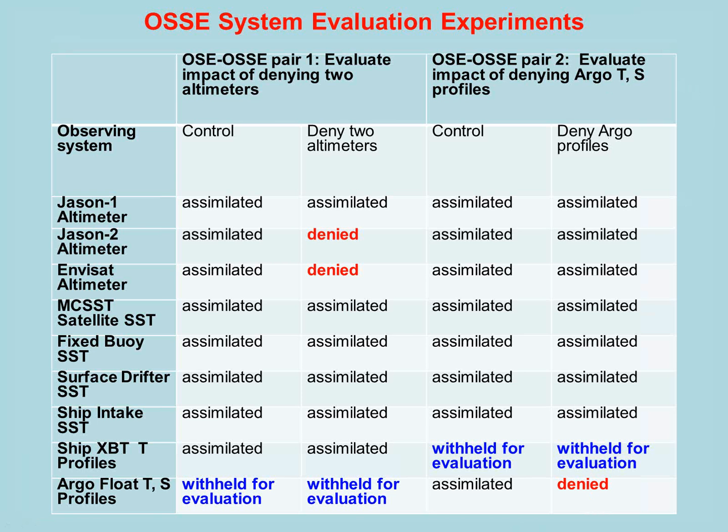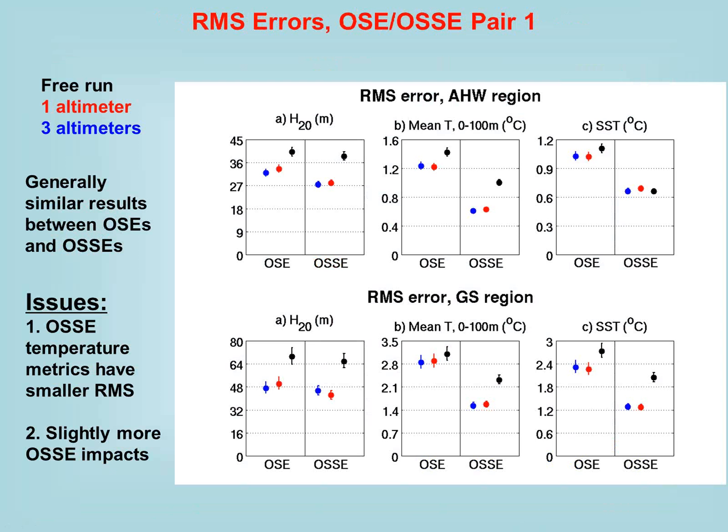Now, the question is, do we get similar results between each pair of experiments? And the answer is generally yes. Let me orient you in these figures. For example, the upper left panel is for the depth of the 20-degree isotherm, RMS error shown on the left, and this is with respect to the Argo floats that were withheld for evaluation. For the free run, we have this error level shown in black, the simulation with one altimeter shown in red, and three altimeters shown in blue.